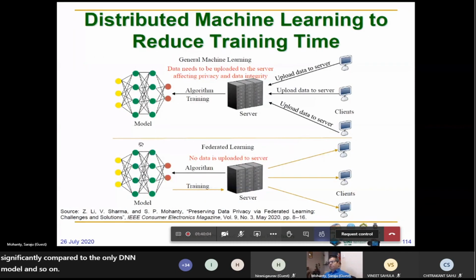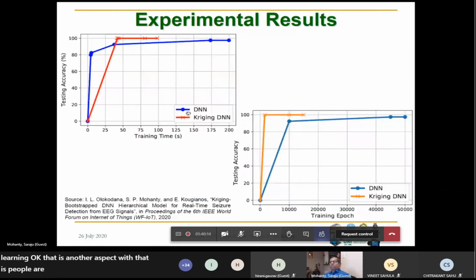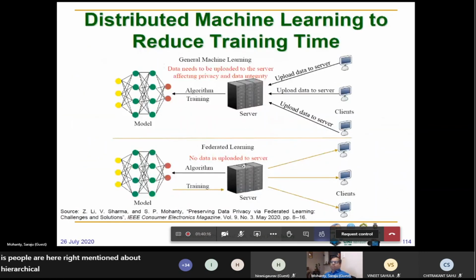And from the machine learning point of view, distributed machine learning is what Google is trying, what is called federated learning. That is another aspect. I mentioned a hierarchical approach, and here a distributed approach, where with different users we develop some models, and then we continuously refine those models through federated learning or collaborative learning.